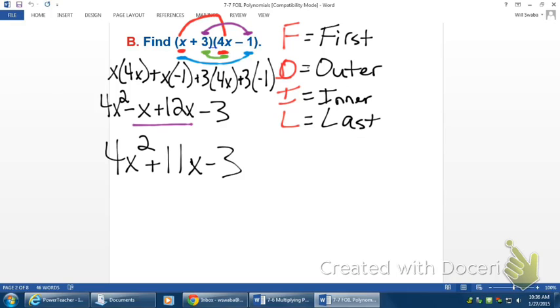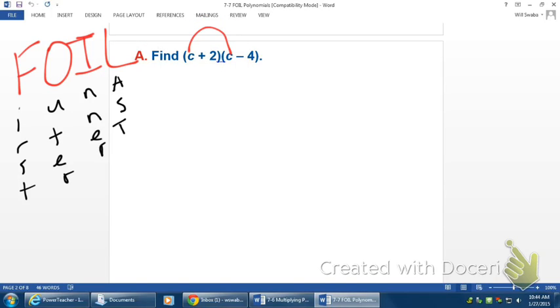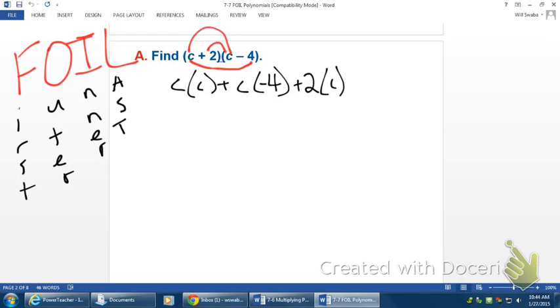Okay? Anytime you have two binomials, you're going to use this FOIL method. Multiply my first terms. So I got C times C. I'm going to multiply my outer terms. So I got C times a -4. I have my inner terms. I got a 2 times C. And lastly, I have my last terms. I have a 2 times a -4.